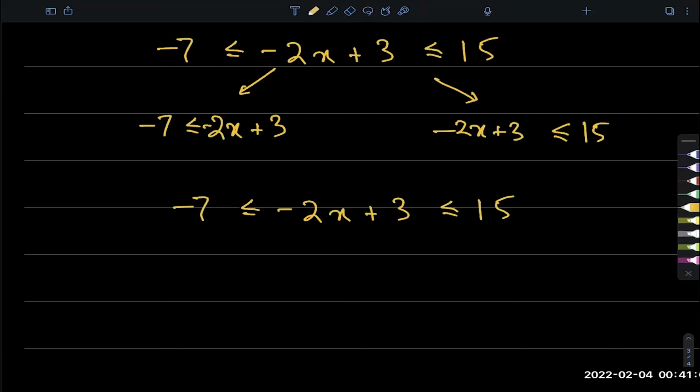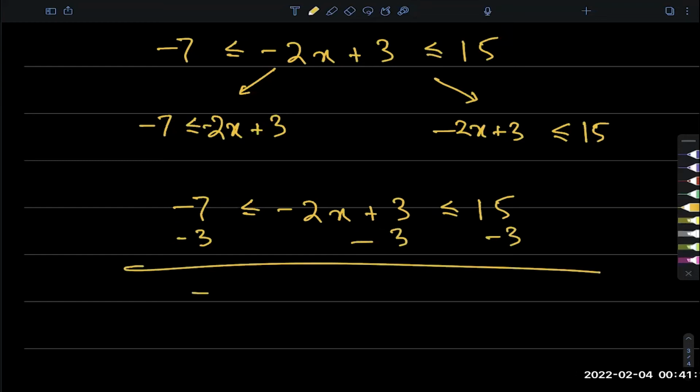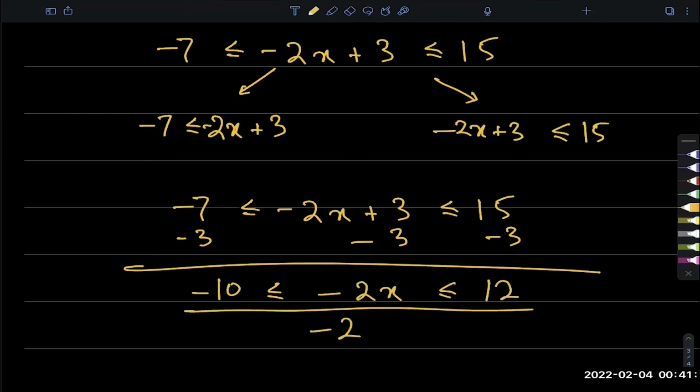For example, you have +3, so you subtract 3 from every side. That is -10 is less than -2x less than 12. Then you divide it all by -2. That gives me 5 is greater than or equal to x greater than or equal to -6.